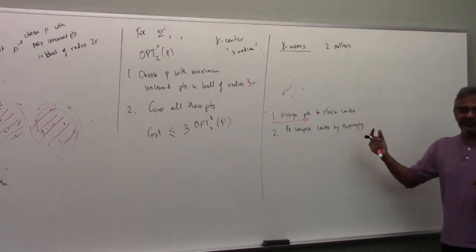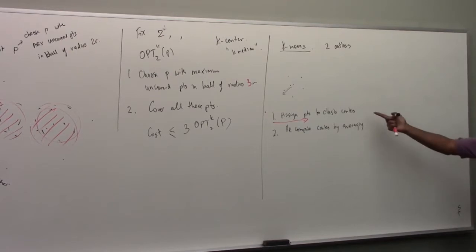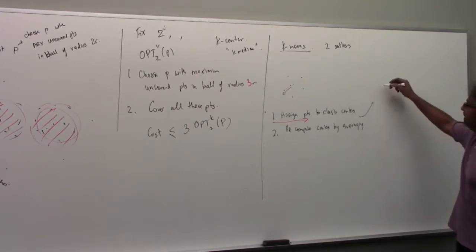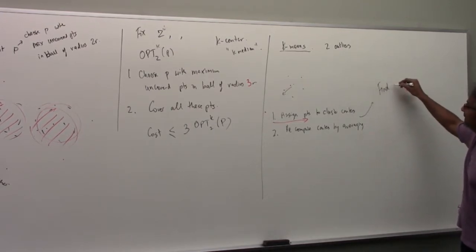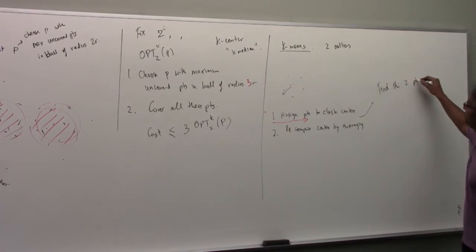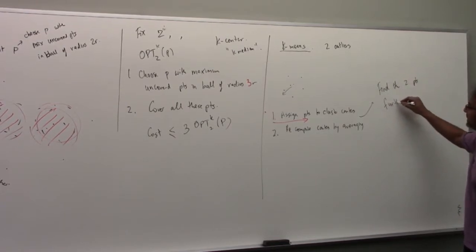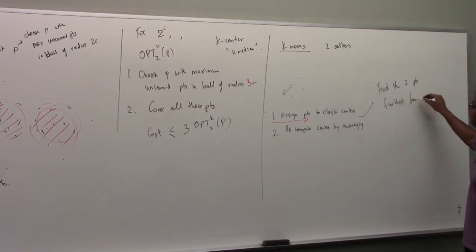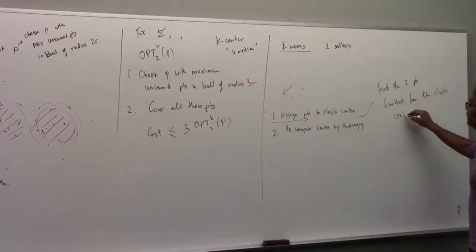The idea here is that if there are outliers in the data, and I believe this clustering is a good one, then I believe those outliers are far away from the cluster centers. So the step here is to find the Z points furthest from the cluster centers. In other words, for each point, look at the distance to its closest cluster center, sort by that, and take the top Z points. Okay, what do I do with them now?